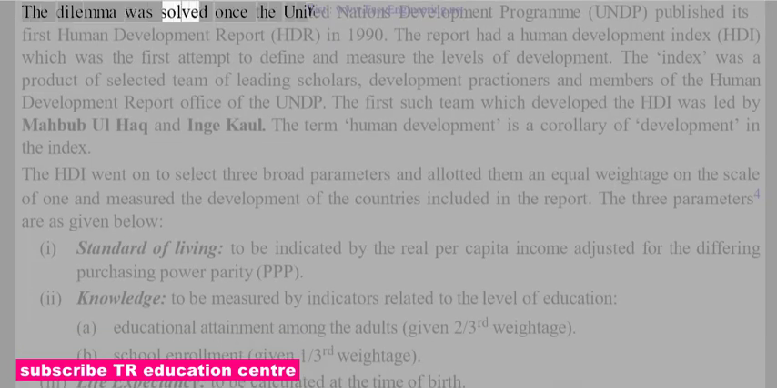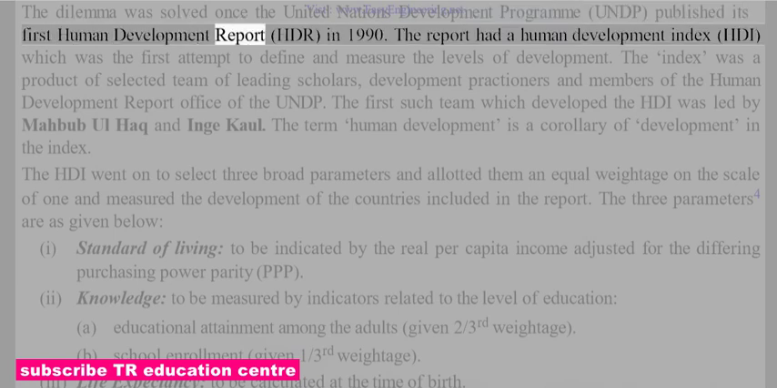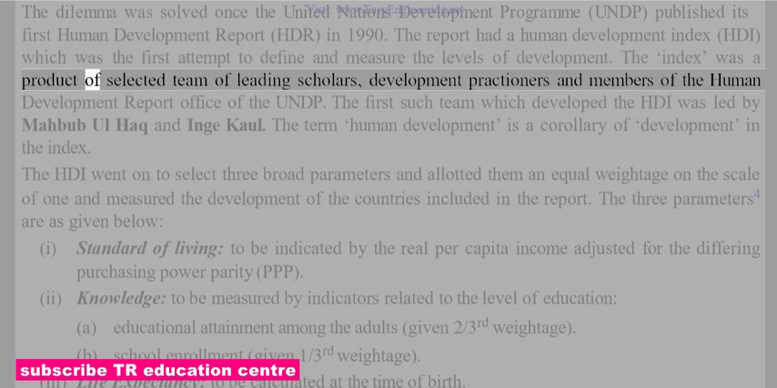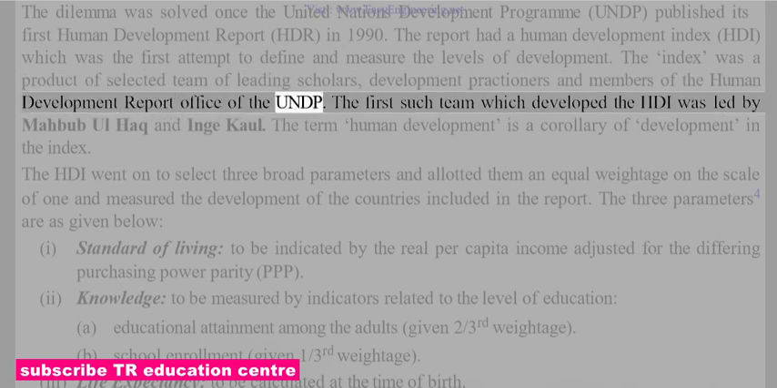The dilemma was solved once the UNDP, United Nations Development Programme, published its first Human Development Report, HDR, in 1990. The report had a Human Development Index, HDI, which was the first attempt to define and measure the levels of development. The index was a product of a selected team of leading scholars, development practitioners and members of the Human Development Report Office of the UNDP.